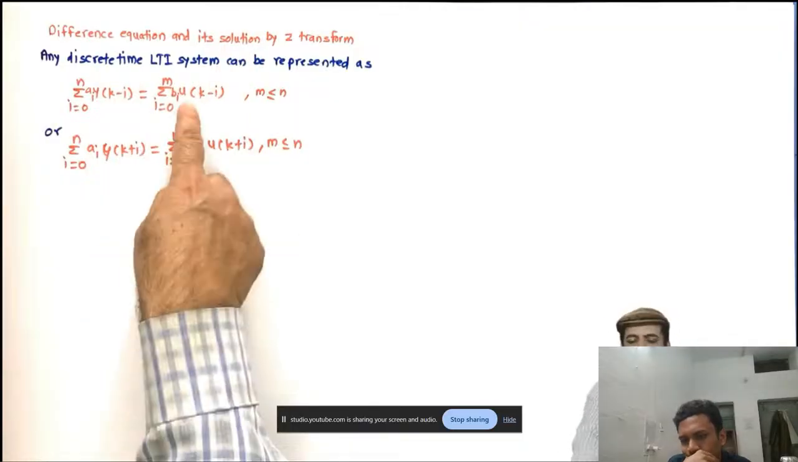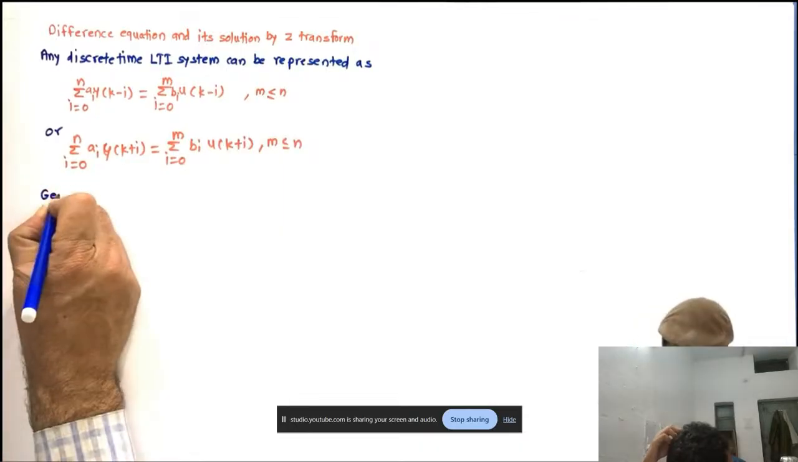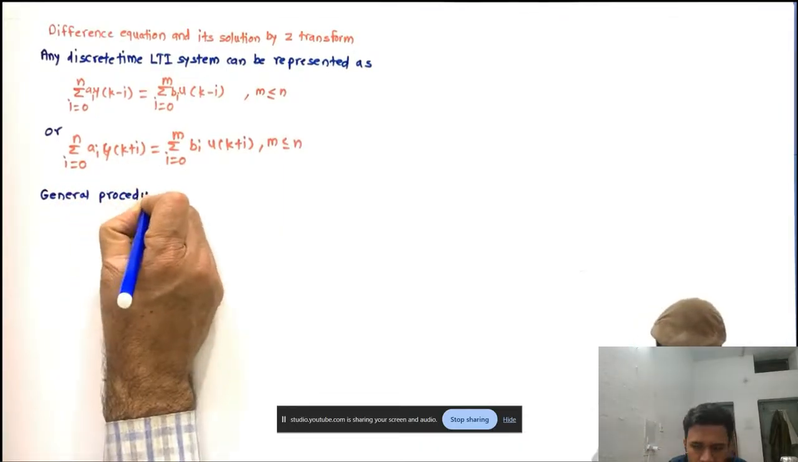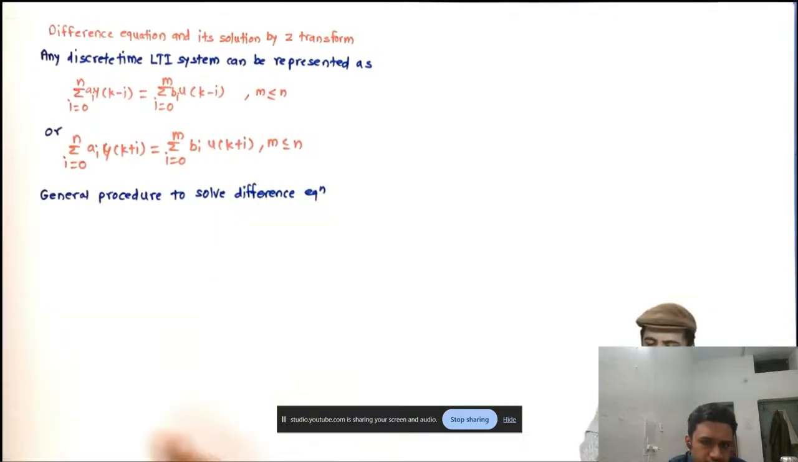Now in this case u is known and our interest is in finding y for the applied u. So how to do it? The solution of this difference equation is y of k, which is the system output. So what we want to find is the solution of the difference equation using Z transform. What we will do is I will give the general procedure to solve the difference equation, and this is a linear difference equation, that is why we can apply Z transform.